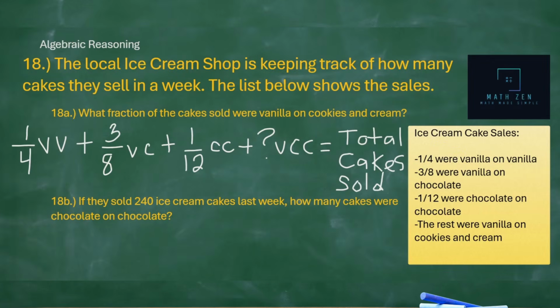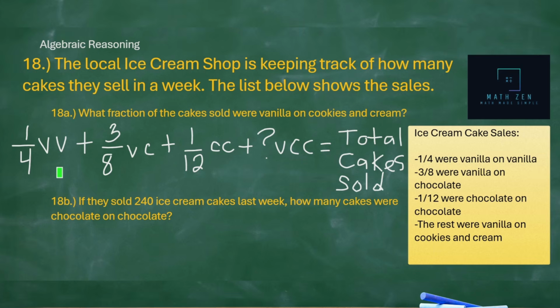Alrighty, now that you've had a chance to read and solve this problem on your own, let's go ahead and try to tackle it together to see how you did. The problem reads, the local ice cream shop is keeping track of how many cakes they sell in a week. The list below shows the sales. So we had 1/4 were vanilla on vanilla, 3/8 were vanilla on chocolate, 1/12 were chocolate on chocolate, and the rest were vanilla on cookies and cream.